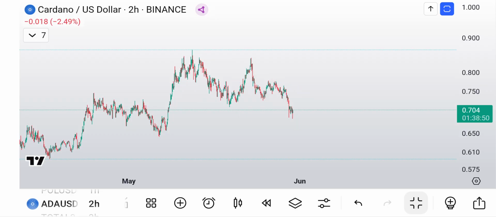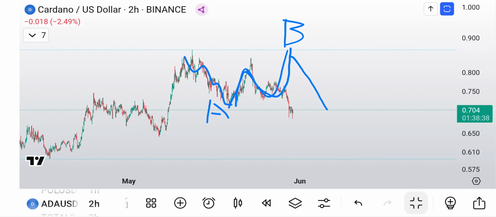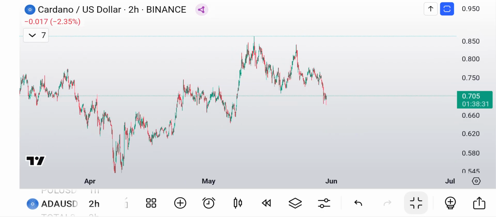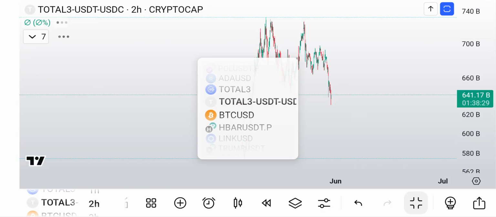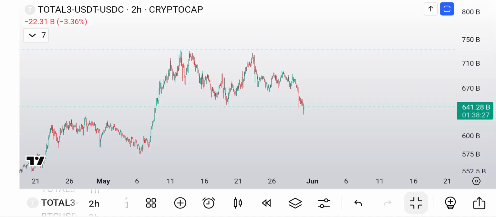Now there was a chance for it to come back up in a B wave, so you'd get like five down, A, and then this would pop up for a B. It'd be a fake out, it'd be a flat, and then it would come down for the C, and then it would go up, right? But then it would have taken more time for that. So let's see, total three, same thing with total three.